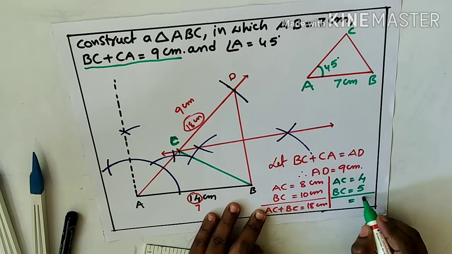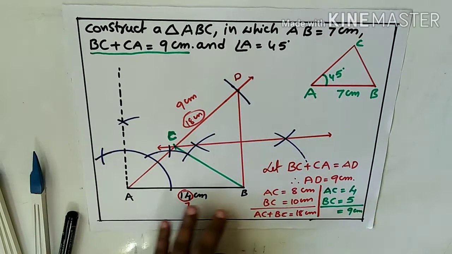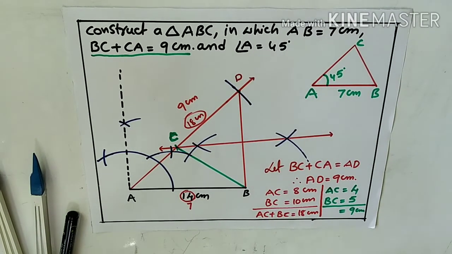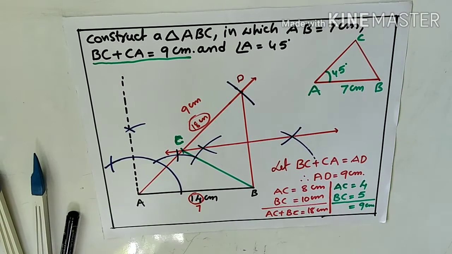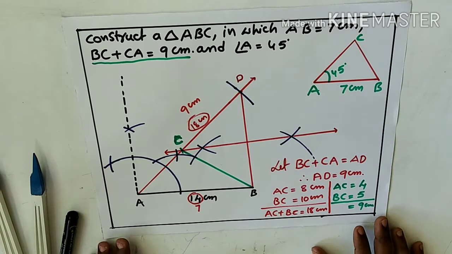If you add, then exactly 9 centimeters you will get. Why did I not take 7 and 9 centimeters? The diagram will be very small. Okay. Now I am telling the construction steps.